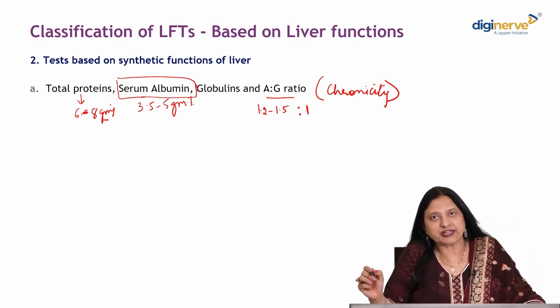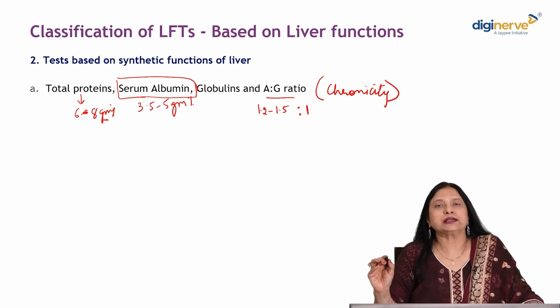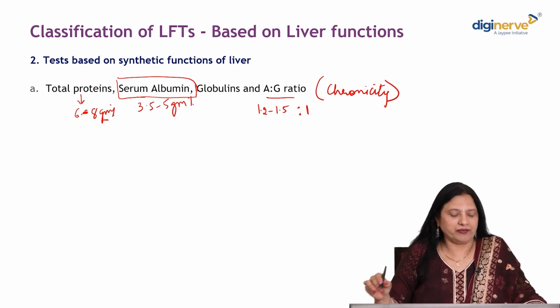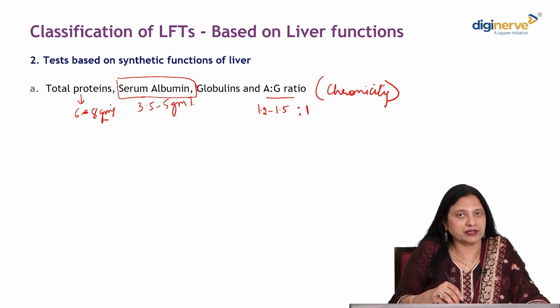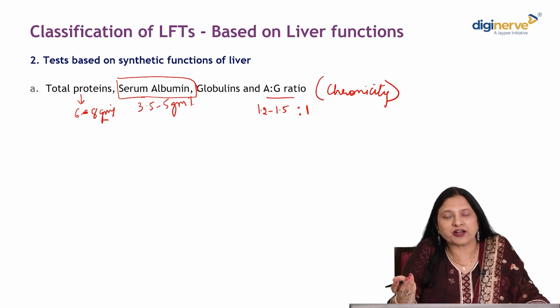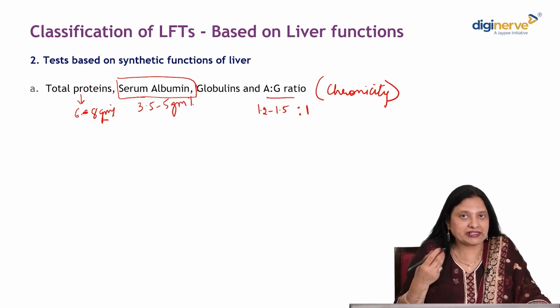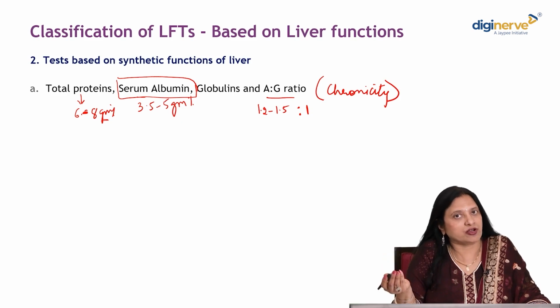As we have already discussed, albumin is the plasma protein which is exclusively synthesized in the liver. So, in a way, when we are estimating albumin, it is reflecting the functional liver capacity. So how much liver is functioning? Whether it is able to maintain the serum albumin levels or not.